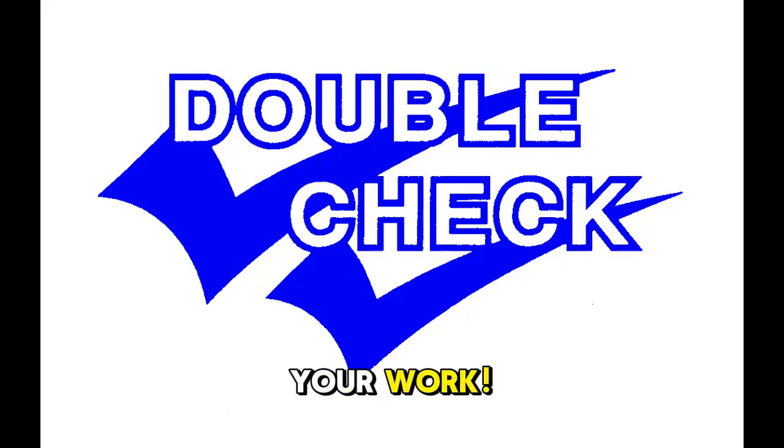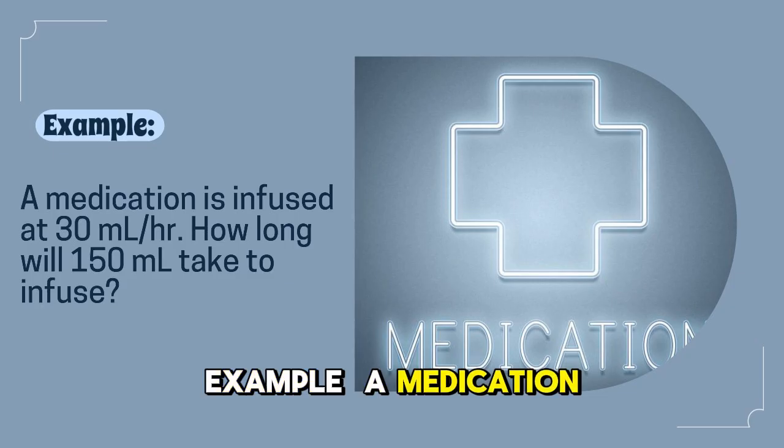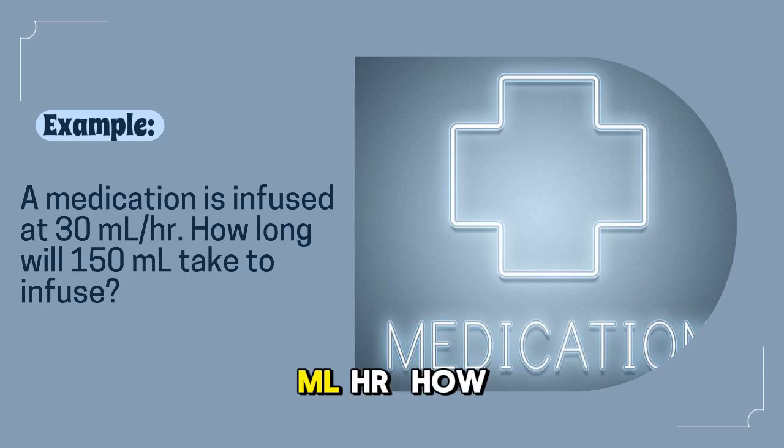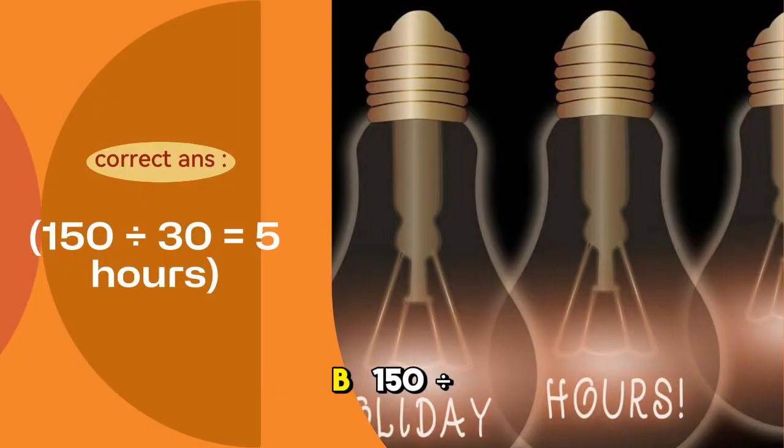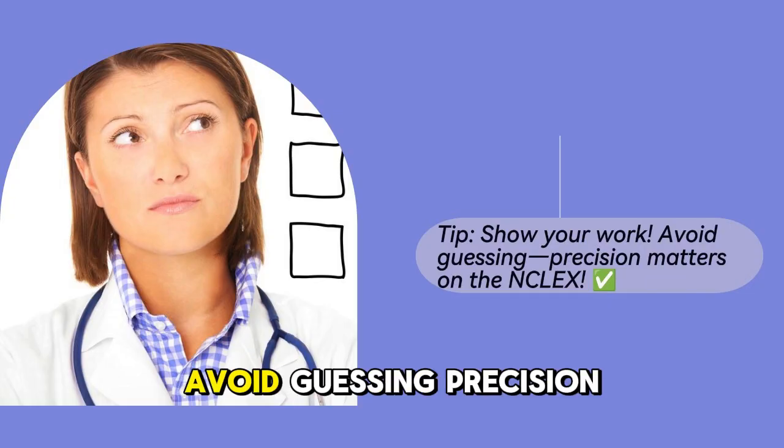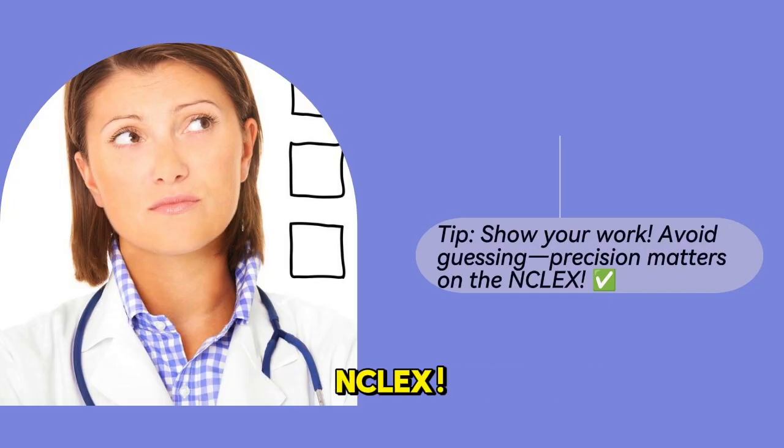Always double-check your work. Example: a medication is infused at 30 milliliters per hour. How long will 150 milliliters take to infuse? A. 4 hours, B. 5 hours, C. 6 hours, D. 7 hours. Correct answer: B. 150 divided by 30 equals 5 hours. Tip: show your work. Avoid guessing. Precision matters on the NCLEX.